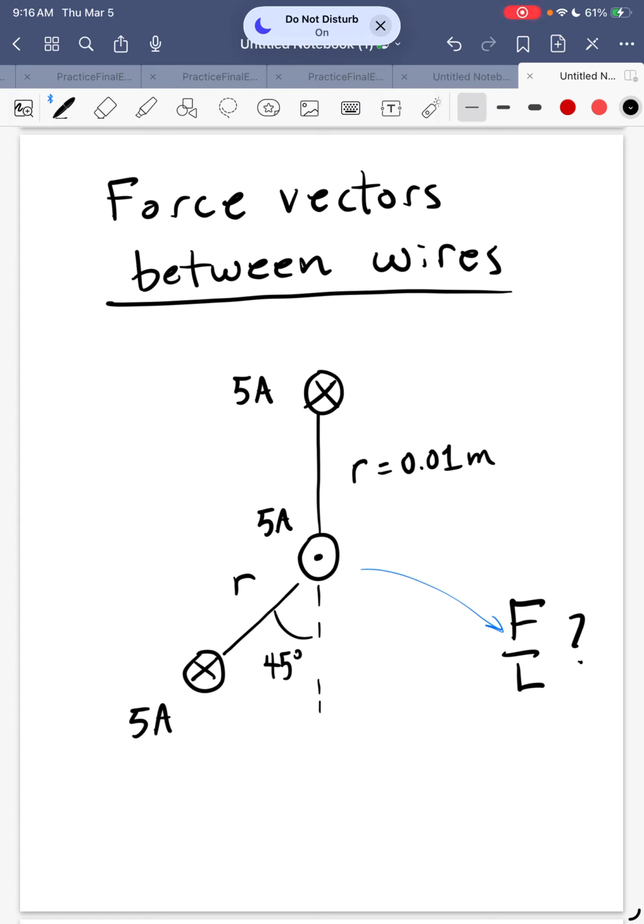A lot of people have wanted to know how you can calculate forces between wires that are parallel to each other but may have currents going in different directions. In this video, I'll show you how to do that with vectors.